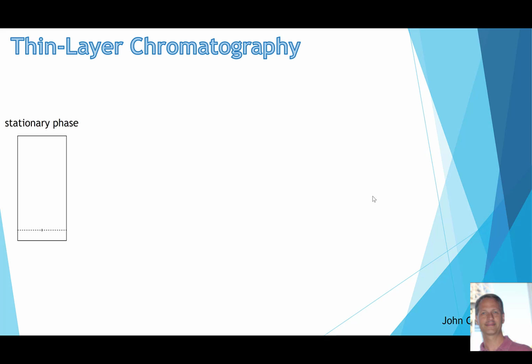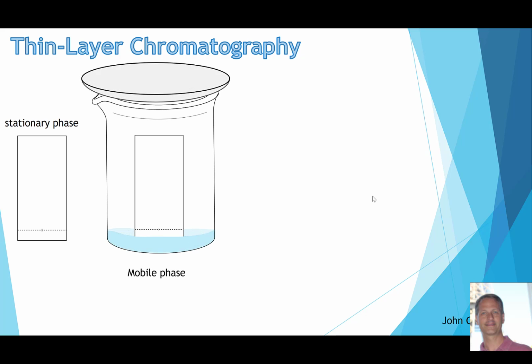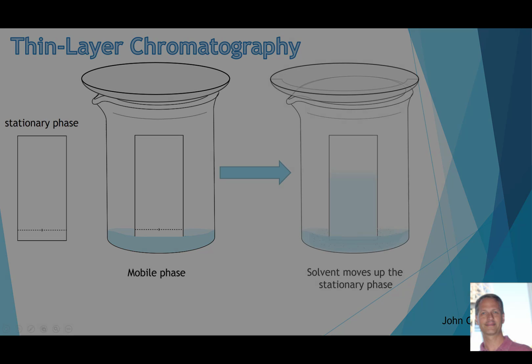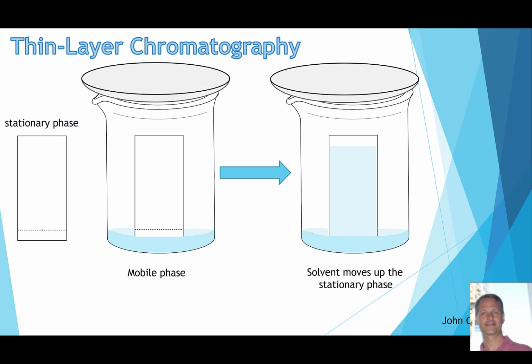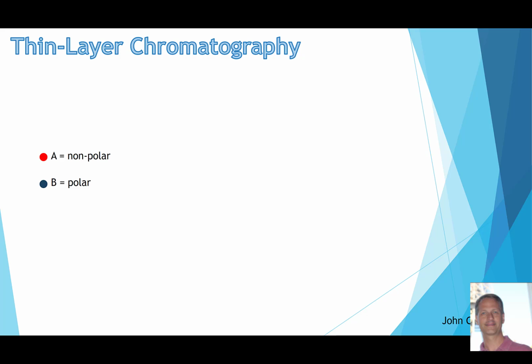Now, in thin layer chromatography, the stationary phase is a compound or substance that's been coated onto a plastic microscope slide usually. If we put this TLC plate into a beaker and place a watch glass over the top of it and put water, for example, in it, the water, or the solvent, the mobile phase, will be pulled up that TLC plate. So it moves up.